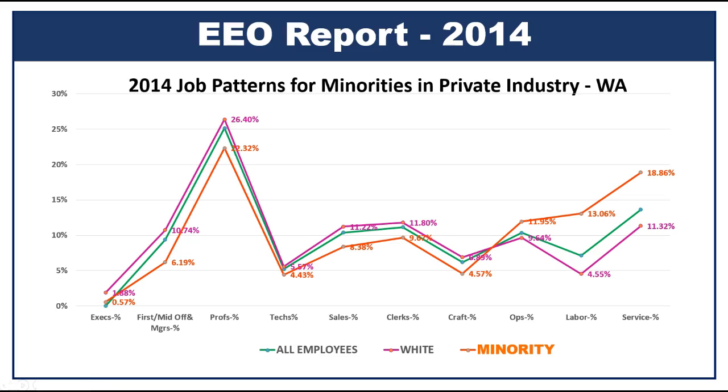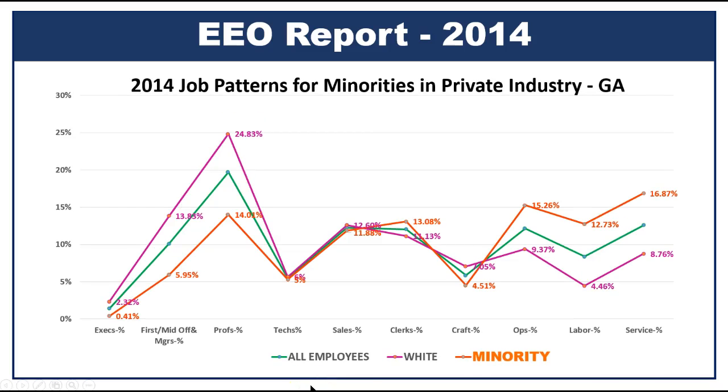Particularly interesting is to take a look at this data set across states. And so what you're looking at here are job patterns for minorities in the private industry in Washington state. And you can see that the gaps are still present, but not nearly as wide as when we saw it at the national level. And so here you'll see the minority population in orange, and again, the white employees in magenta. And you'll see that in the professional positions, there is a much lesser gap. I mean, the gap exists, but it's much less. But that role reversal still continues at the other end.